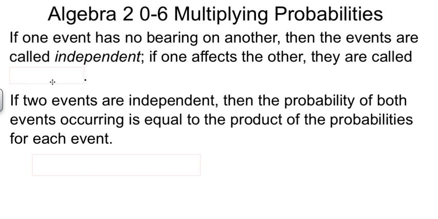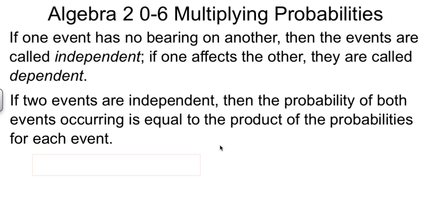If you have something where one thing does affect the other, then they're called dependent. That would be a situation like drawing two cards from a deck and keeping the first card. Now there's a different deck to work with for the second card. It's changed.